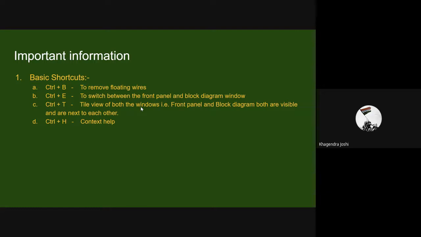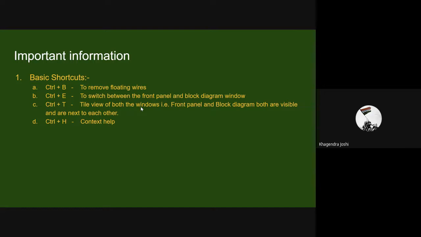Control B to remove the floating wires, then Control E to switch between the front panel and the block diagram window. Control T to get a tile view of both the windows, right? Then Control H for help. So these are very helpful shortcuts.